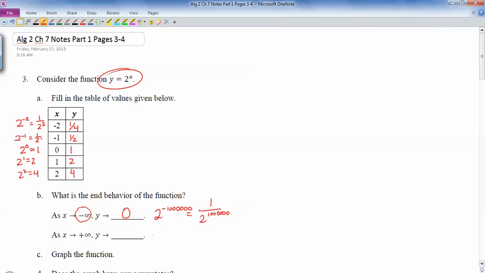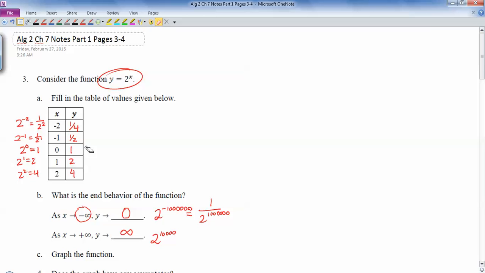When x is huge, that's like plugging in 2 to the 10,000. Well, that's just a big number. So this thing just gets bigger and bigger and bigger. So it goes to infinity. You can picture that by looking at the chart. As x gets really big, you notice these numbers just keep doubling as I go up. If I just keep doubling numbers, they keep getting bigger and bigger without any bound.